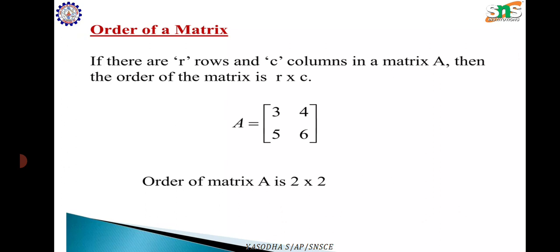So if there are R rows and C columns in a matrix A, then the order of the matrix is R by C. So the matrix A is of order 2 by 2. There are 2 rows and 2 columns.